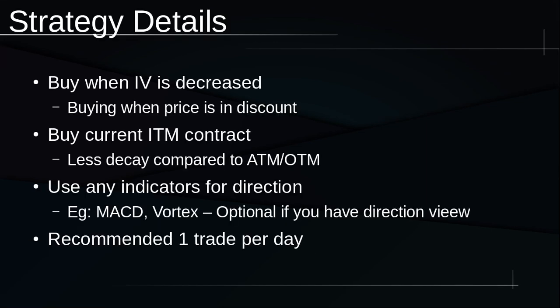The strategy is simple. We are going to buy when IV has decreased. Whenever the implied volatility decreases, we make an entry. That means we are buying the contract at a discount price. Whenever IV has increased, prices will be very high, and there are chances of it cooling down very fast. So we need to buy in the money contracts, since there will be less decay compared to out of the money or ATM.